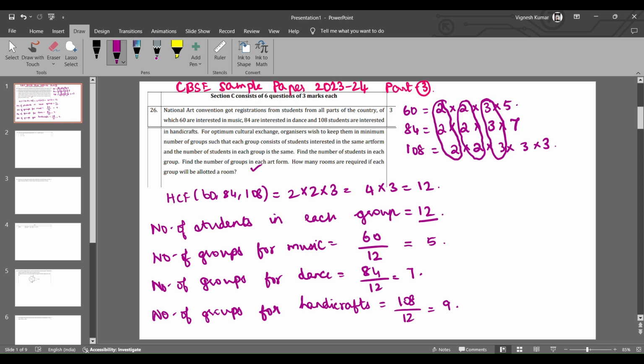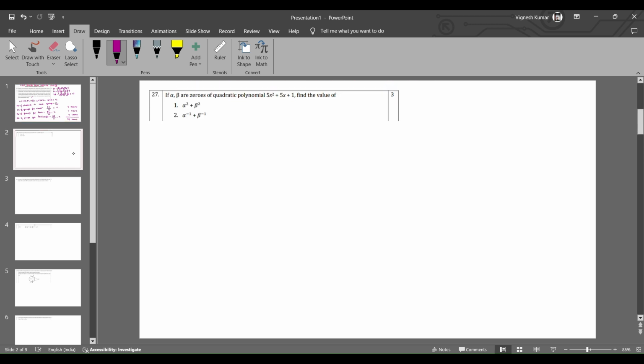Yet we have another part of the question: how many rooms are required if each group will be allotted a room? So each group will be allotted a room. For music there are 5 groups, so there will be 5 rooms, for dance there are 7 groups, so there will be 7 rooms, and for handicrafts there are 9 groups, so there will be 9 rooms allotted. So the total number of rooms that will be allotted is 21 rooms. So this is how we solve this question. Let us move on to the next question.